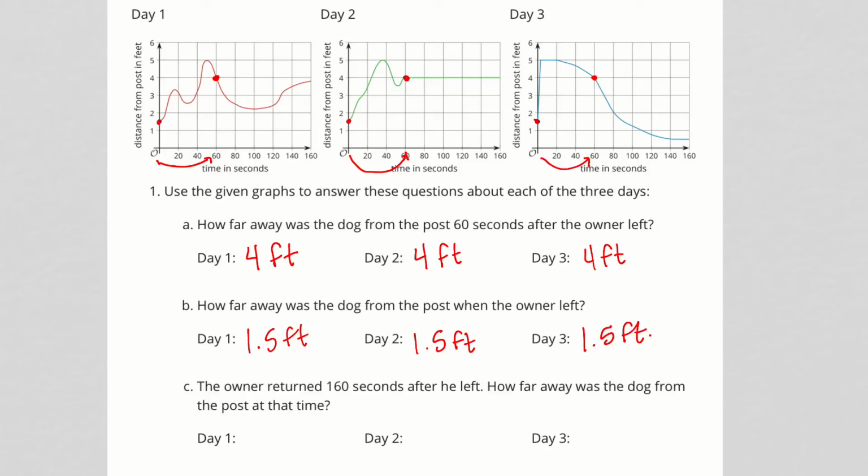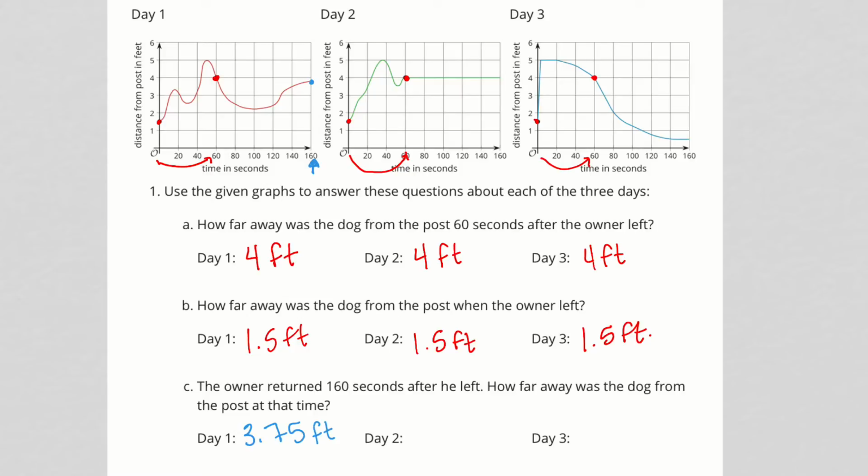All right, the owner returned 160 seconds after he left. How far away was the dog from the post at that time? So now we're going to look at 160 seconds. And this is going to be something different than what we had yesterday because these graphs may be different than what we drew in class because I let you guys have a little bit of freedom with that. So I would say that's approximately 3.75 feet away from the post on day 1. So we'll say 3.75 feet.